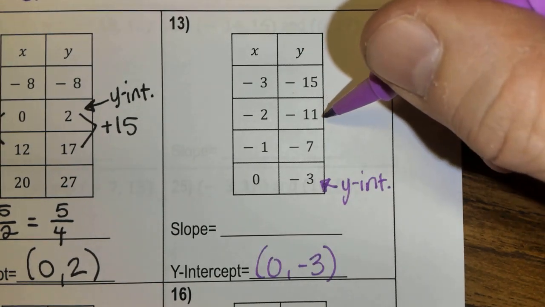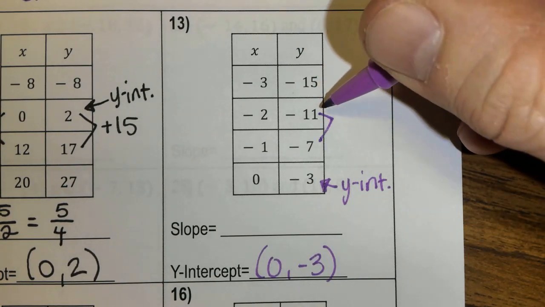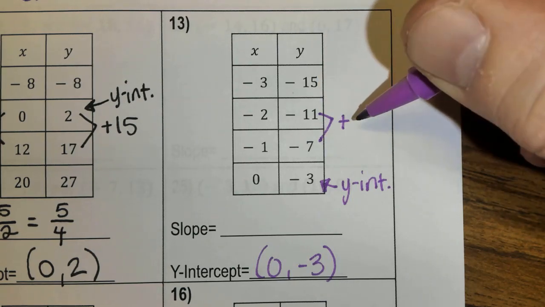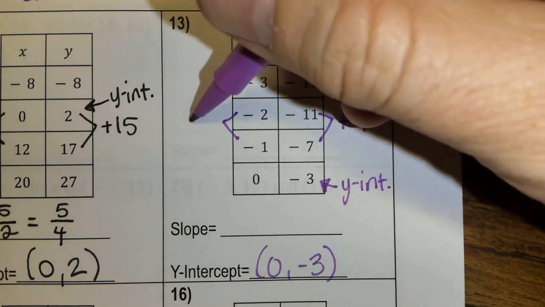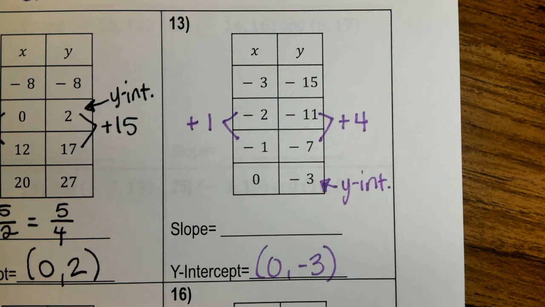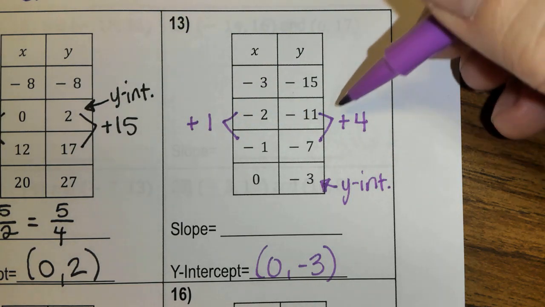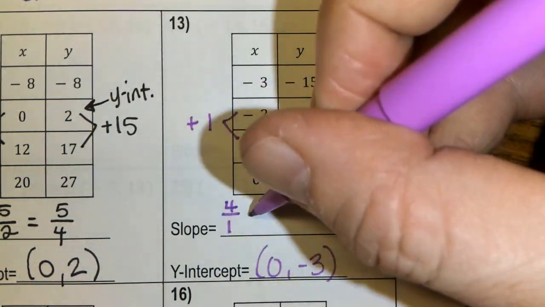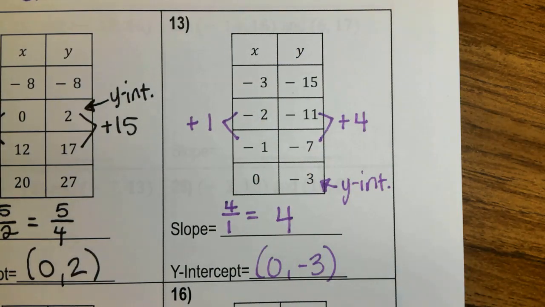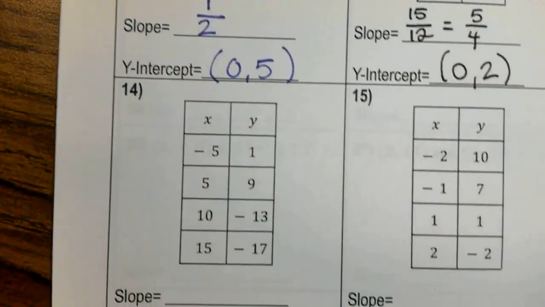So I'm just going to pick these two right here. So from negative 11 to negative 7 is plus 4. And from negative 2 to negative 1 is plus 1. So my slope is change in y over change in x. So 4 over 1, which can reduce to 4. And that's it. On to the next one.